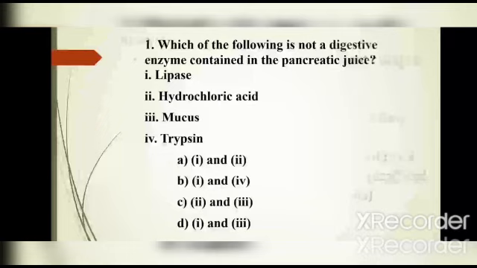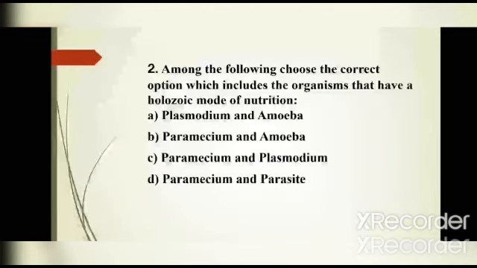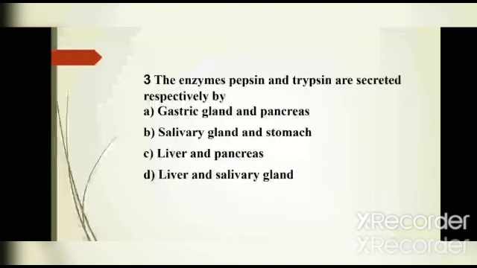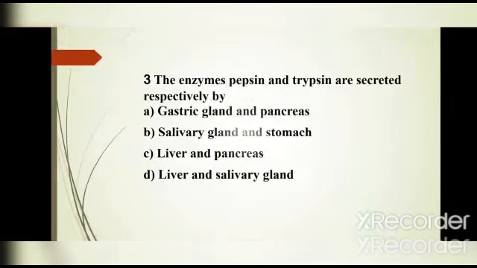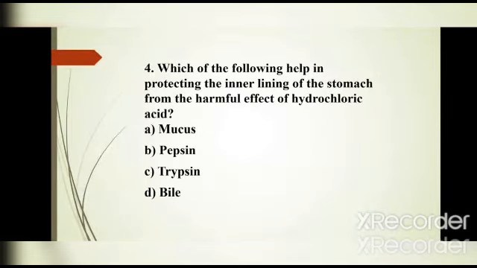So the first question is, which of the following is not a digestive enzyme contained in the pancreatic juice? Second, among the following, choose the correct option which includes the organisms that have holozoic mode of nutrition. Third, the enzymes pepsin and trypsin are secreted respectively by which glands? Fourth, which of the following helps in protecting the inner lining of the stomach from the harmful effect of HCl?